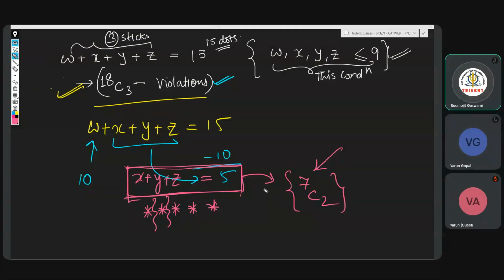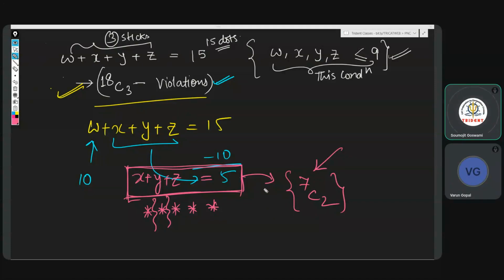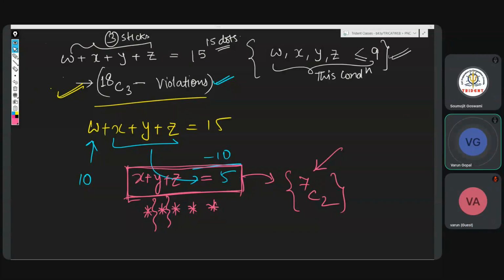Now understand this 7C2. What is this? X plus Y plus Z. Just tell me what is X plus Y plus Z. Varun, can you hear me? X plus Y plus Z is 5. No, the value of X plus Y plus Z. What is the value of X plus Y plus Z? All the possible values that it can take. It can take a 5, 4, and so on and so forth, right?